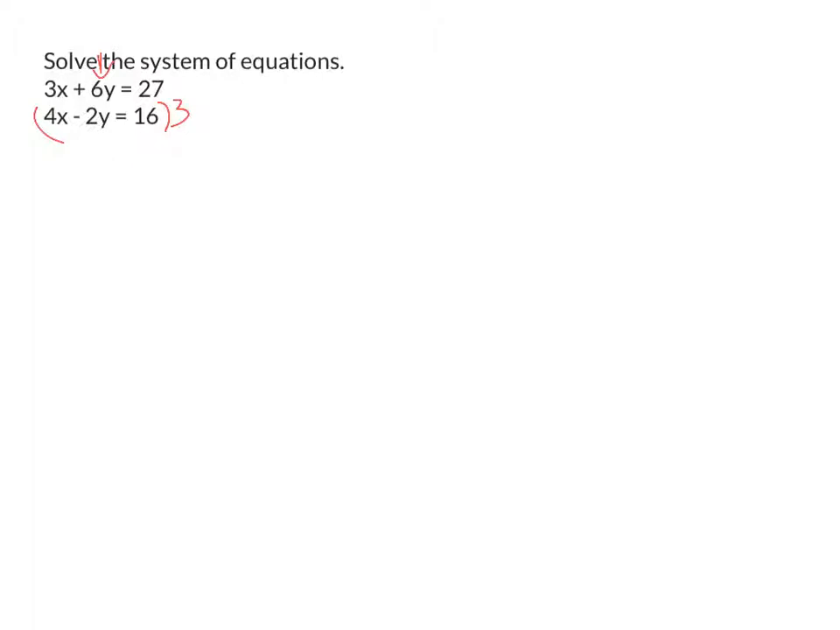So the top equation is going to stay the same. So that's 3x plus 6y equals 27. And then the bottom equation gets multiplied by 3. So 4x times 3 is 12x. Negative 2y times 3 is minus 6y. And 16 times 3 is 48.